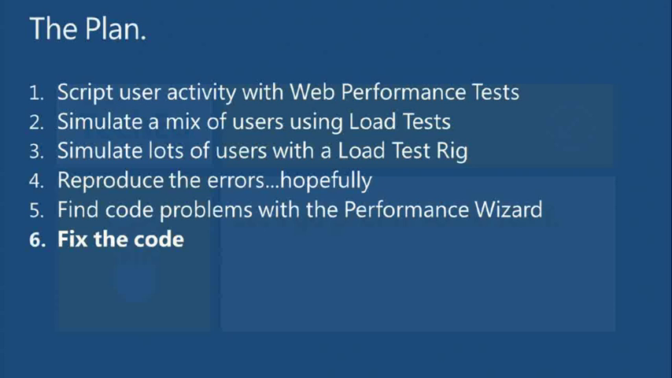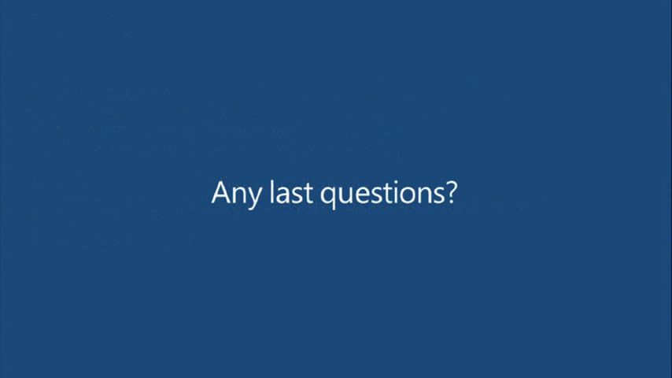So, moving on. So we've gone through all these steps. We simulated a bunch of users doing a bunch of stuff with the load test rig. We found that performance problem with not closing up our database connections. Then we went in and we used the profiling tools to look for performance problems inside the code. We fixed the perf problems, ran the performance wizard again, verified that those performance problems were gone or at least better, and then we compared the two reports just to see, what were the actual changes. So we fixed that code. And on that note, any last questions?